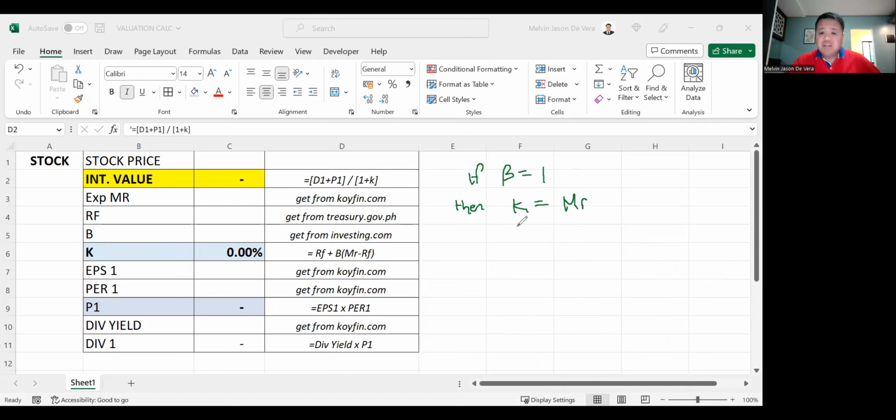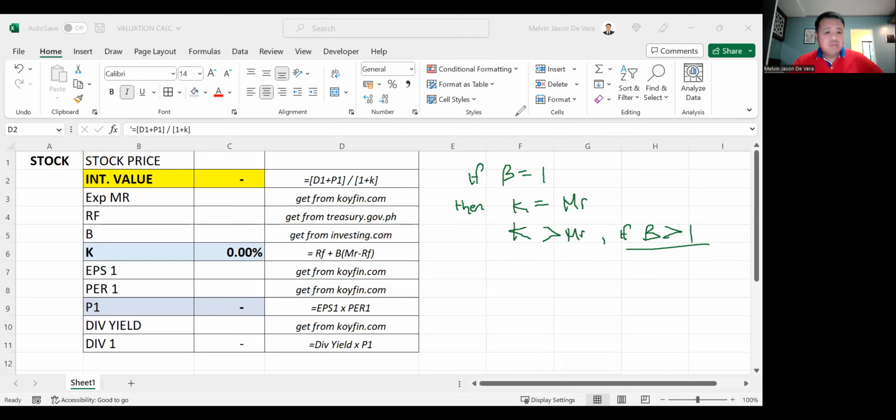But if K is greater than your market return, when will it happen? That is, if beta is greater than 1. So you will not be contented with the market return being your required rate of return because the systematic risk is greater than 1. All right.